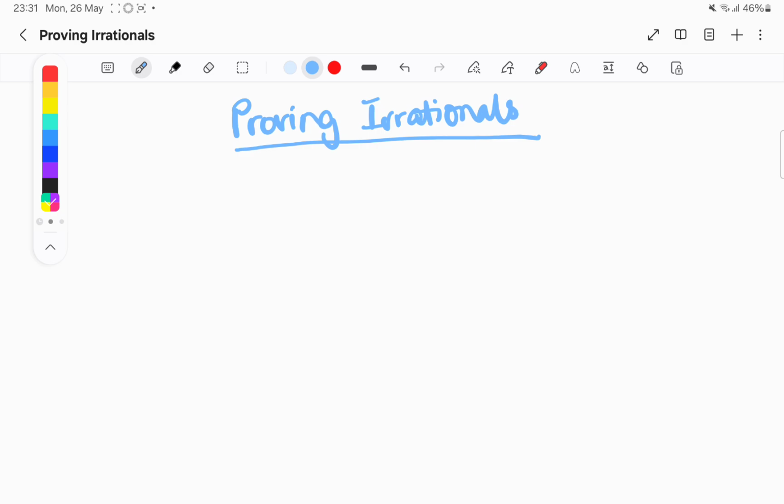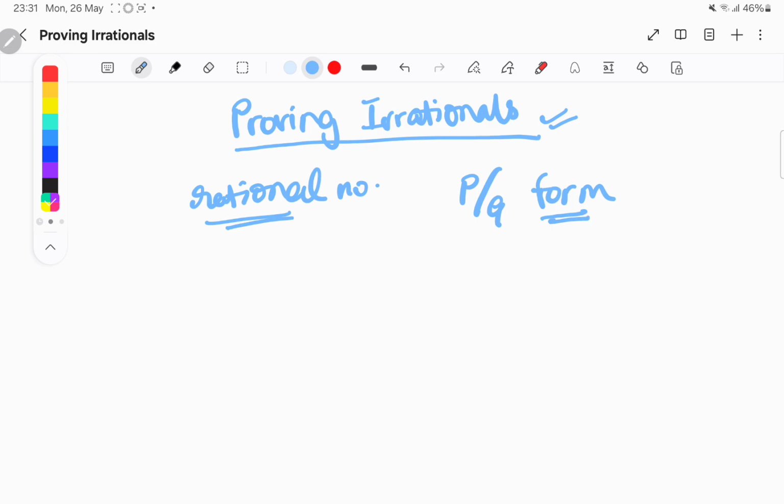Okay, now we have to prove irrationals. From the term itself, proving irrationals, we have to prove that a specific number is irrational. Now in order to know what is an irrational, we need to know what is a rational number. Say it with me. A rational number is something which can be represented in the p by q form, where p and q are integers.